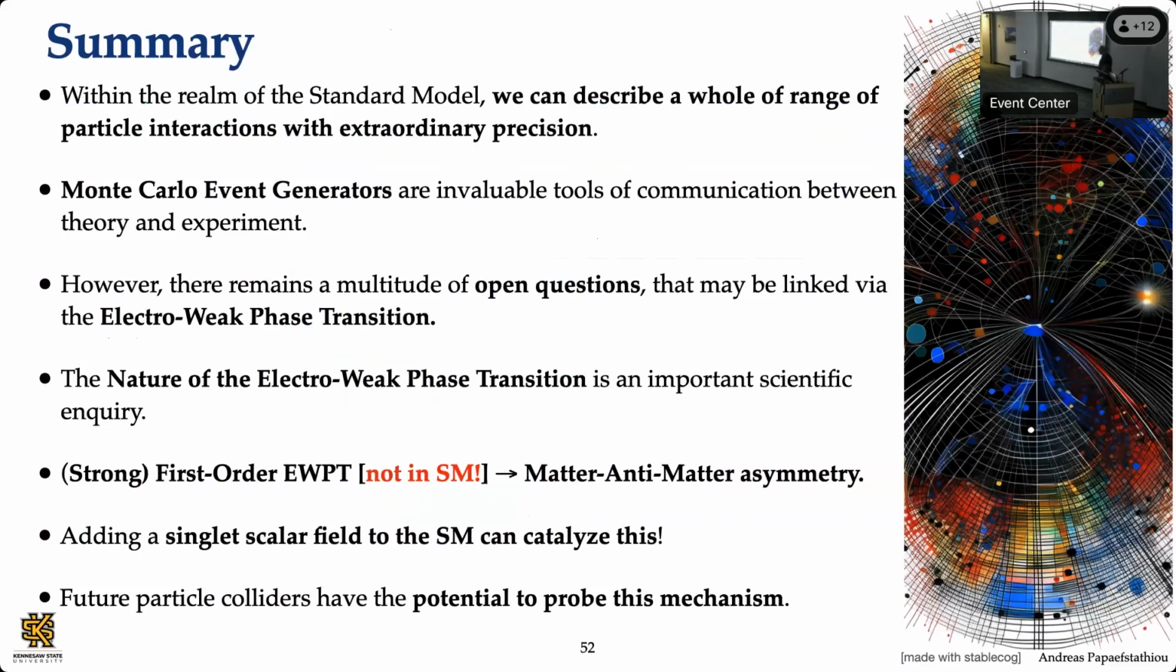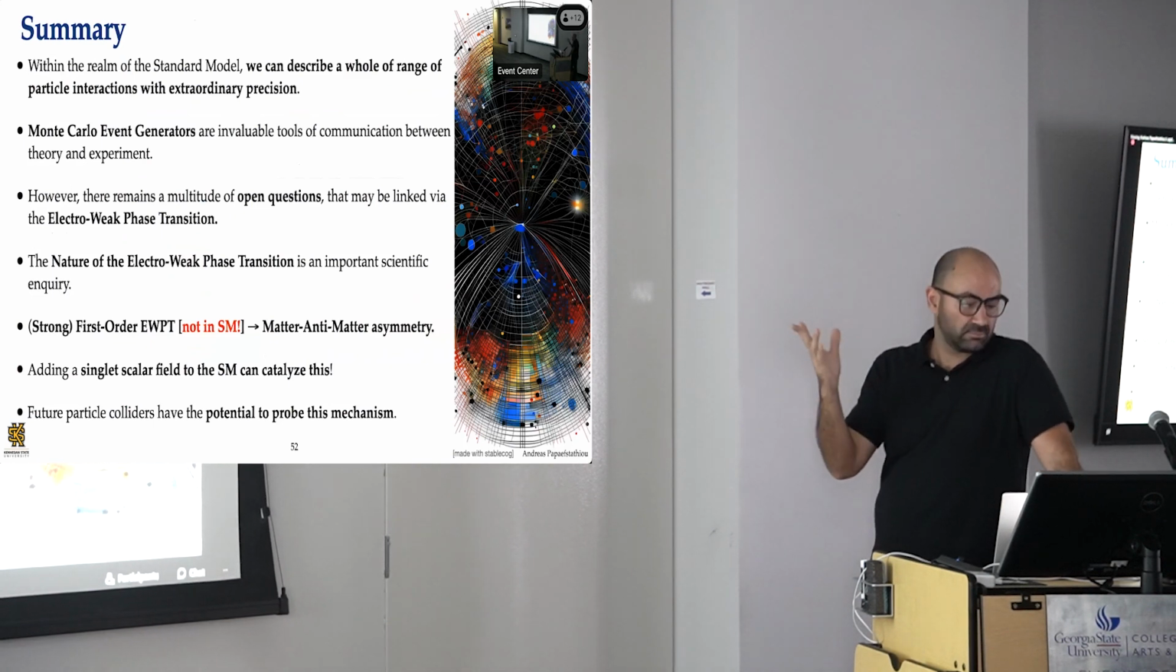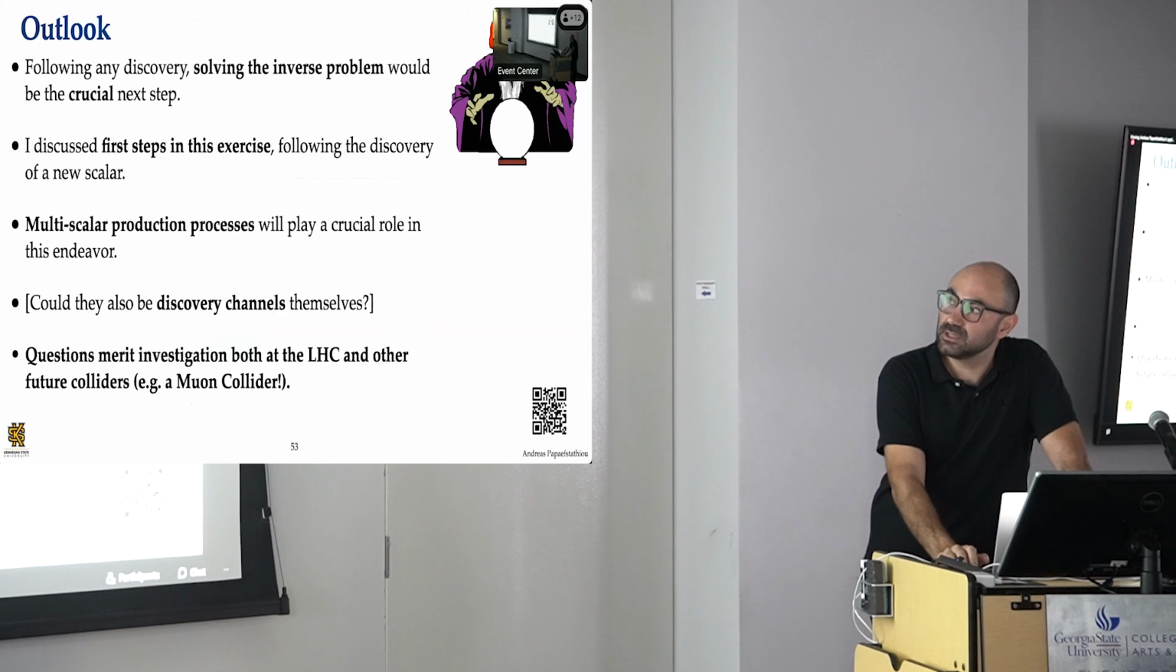However, if this phase transition was first order, and there's also another qualifier there called strong, but I didn't discuss that. I just wanted to mention that here, if anybody asks in the future, is this sufficient? A first order transition is not sufficient. It has to be also strong. If that's the case, then you can perhaps generate the matter-antimatter asymmetry. And the simplest model that can catalyze such a transition is one where you add a singlet scalar field to the standard model. So future particle colliders potentially can probe this mechanism.